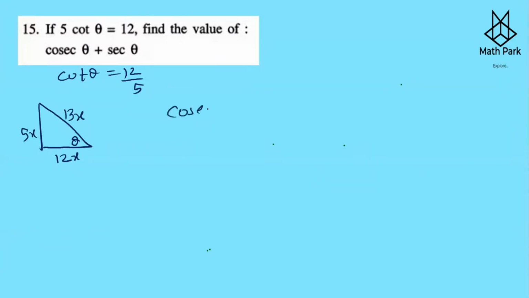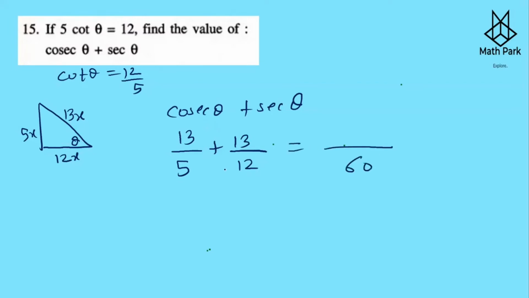So we have cosec theta plus sec theta we are asked to find out. So cosec theta is hypotenuse upon opposite. So it is 13 upon 5, since opposite to theta is 5, plus sec theta is hypotenuse upon adjacent, which is 13 upon 12. So take the LCM of 12 and 5, it is 60. So we'll have to multiply by 12 here. So 12 into 13 is 156 plus 13 5s are 65.